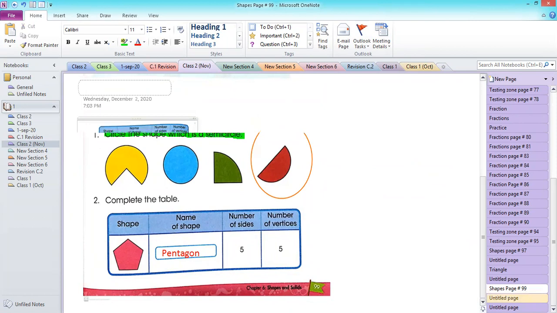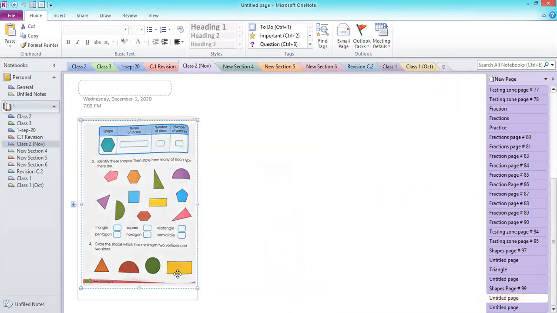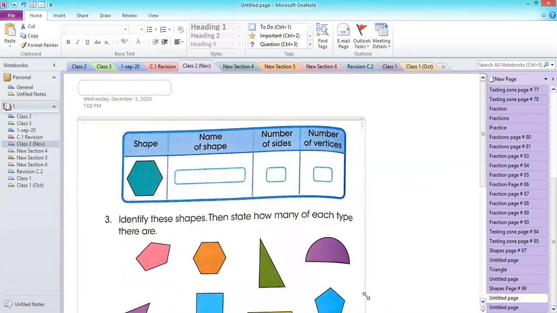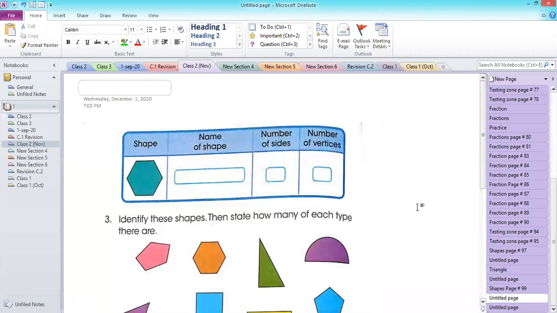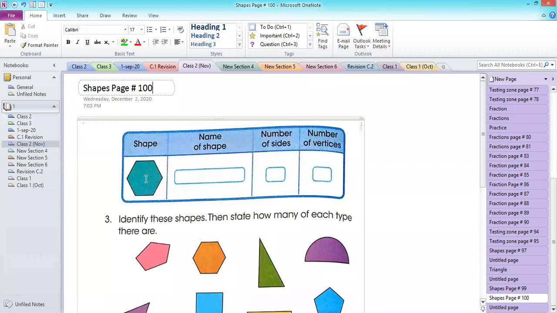Now I'm going to page number 100. This is page number 100, guys. Shapes, page number 100. Come to page number 100. Now, guys, you have to identify that shape. Look at that shape. You have to tell me the name of that shape. You have to write the number of sides of that shape, and you also have to write the number of its vertices. Yes, guys, can you tell me which shape is that?